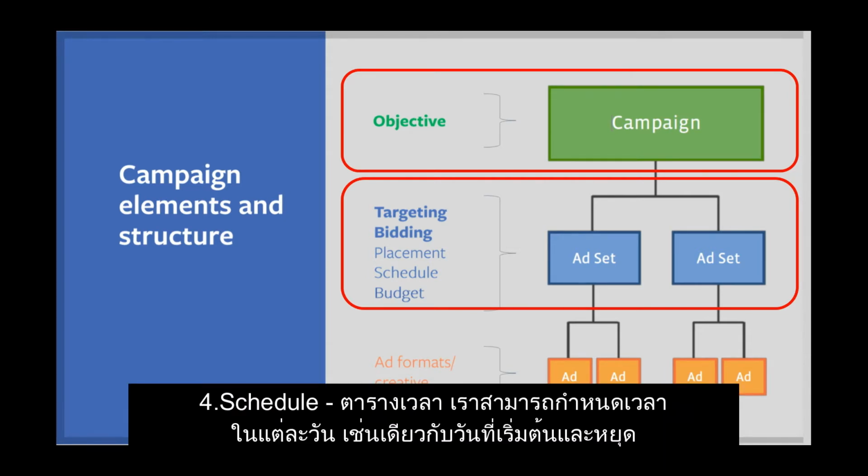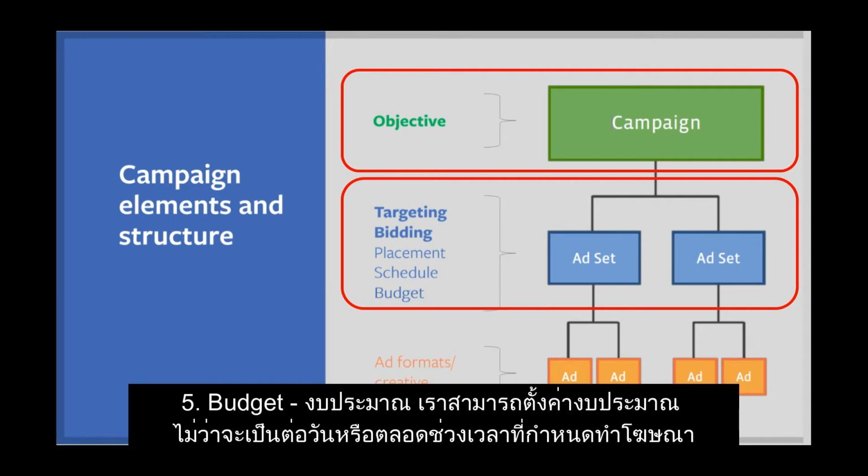The next is schedule. This is where we can set the time of day as well as set the start and end of campaigns. And lastly, the budget. This is where we can set up a budget, and you can either pay for lifetime budget or you can set an ad schedule per day.